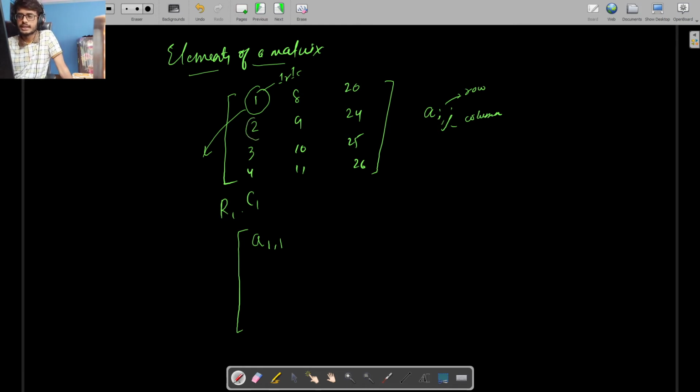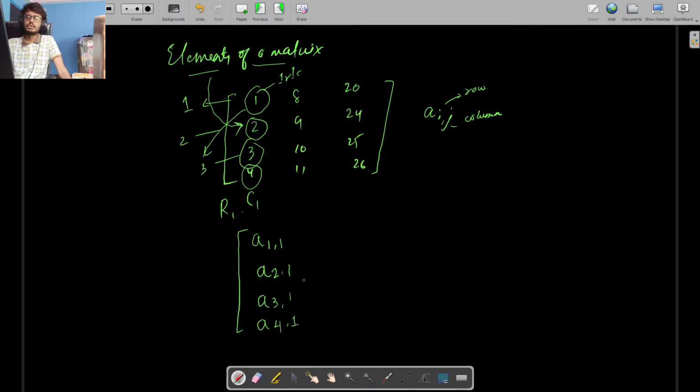Now if we move on to the second element, so an element is basically everything that's inside a matrix. It can be a number, it can be a variable, whatnot. So 2 is nothing but an element of a matrix which is in the second row, but still the first column. So a2 comma 1. Now 3 is also an element of the matrix which is in the third row, but still the first column. 4 is also an element of this matrix which is at the fourth row but still the first column.